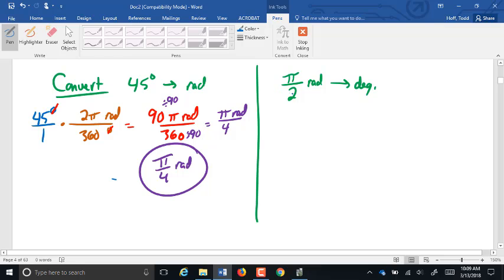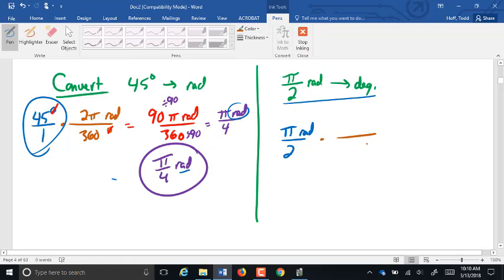Okay. Now for the next one here, pi over 2 radians going into degrees. Just like we did here, we move the radians from the numerator out of the fraction. We're going to go the other way. We're going to put radians into the numerator. So pi over 2 radians is going to become pi radians over 2. That's already a fraction, so we don't have to put it over 1 like we did over here.